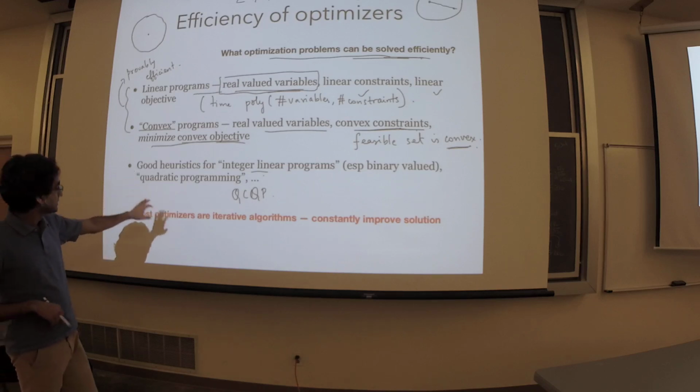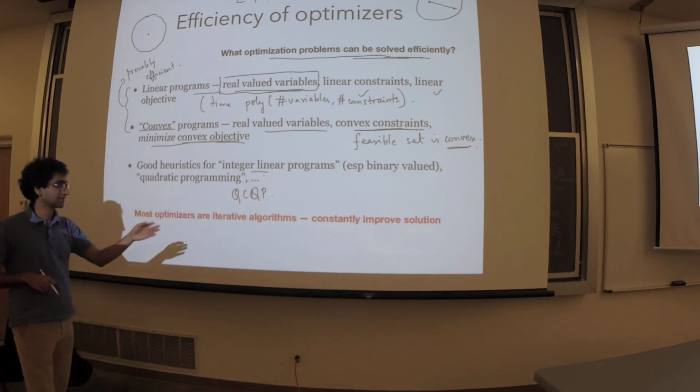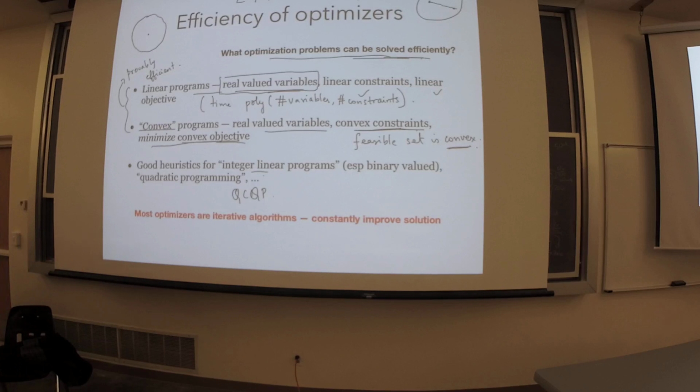Another thing that I'd just like to say is that most optimizers are some iterative algorithm. They start with some solution, they slowly change it so that they get better, and eventually they converge, and that's the solution that's returned. There's some kind of local optimization, local search type heuristics. So that's a very rough summary of optimizers.